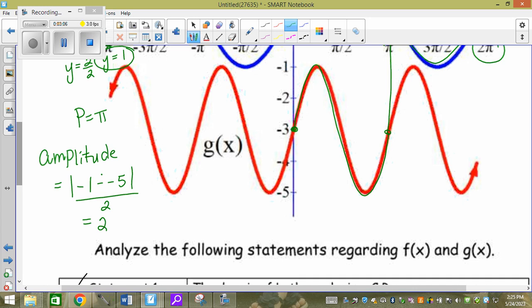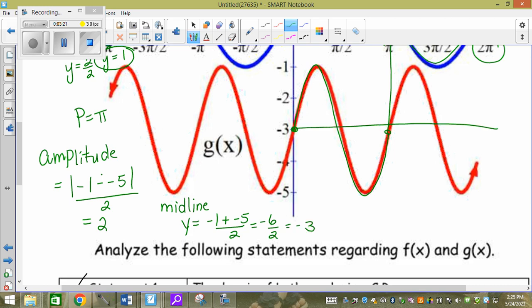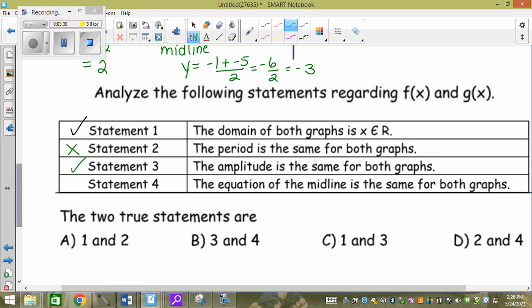Okay. The midline for this one, remember midlines are y equals. Y equals max, which is -1, plus min, which is -5, divided by 2, which is -6 divided by 2, which is -3. Remember it's y equals, and remember it's not absolute value signs. So are the midlines the same? No, one's at y equals 1 and one's at y equals -3. Make sure you're paying attention. So the true statements are 1 and 3, which is C. Then we flip over.